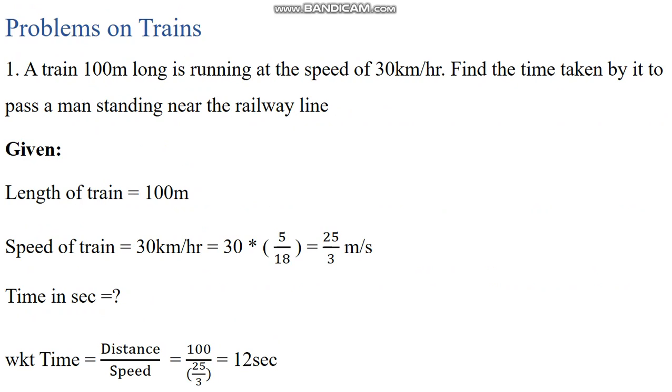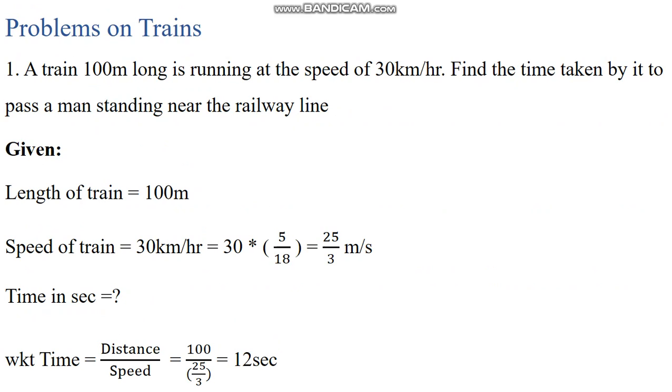Problem number 1. A train 100 meter long is running at a speed of 30 kilometers per hour. Find the time taken by it to pass a man standing near the railway line. In this problem, they have given the length of the train, which is 100 meter, and the speed of the train, which is 30 kilometers per hour.